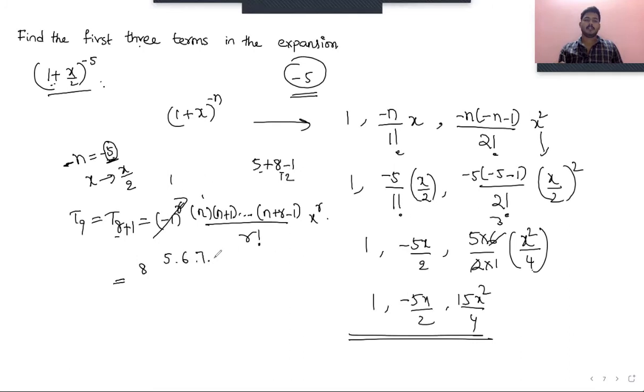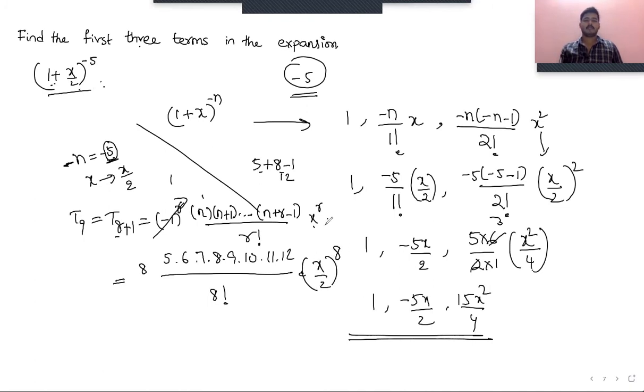So 5 into 6 into 7 into 8 into 9 into 10 into 11 into 12 divided by 8 factorial, into, in place of x we have x by 2. So x by 2 whole power 8. Our value of r is 8.